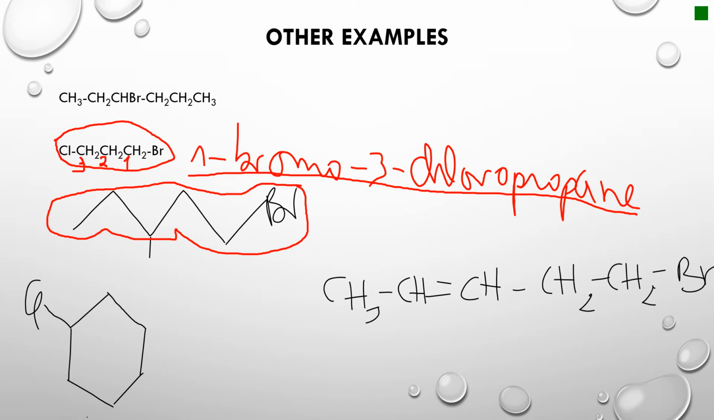While here we have a branch, methyl. So when we are going to name it, we have chosen the parent chain already. So we are going to number the chain by respecting the rules: 1, 2, 3, 4, and 5.